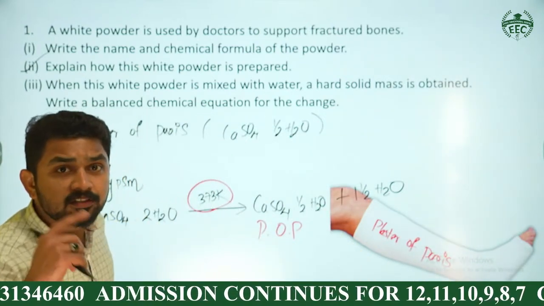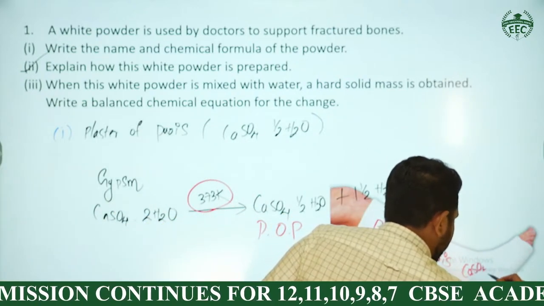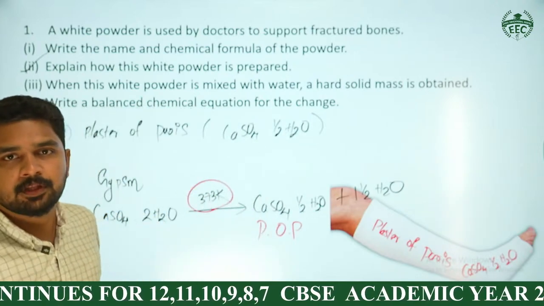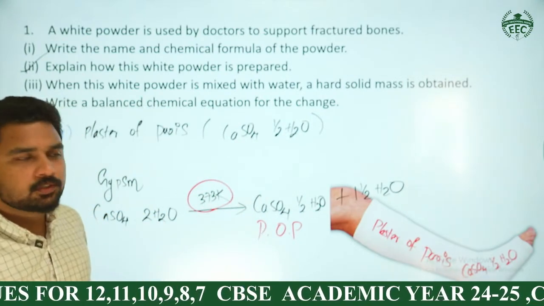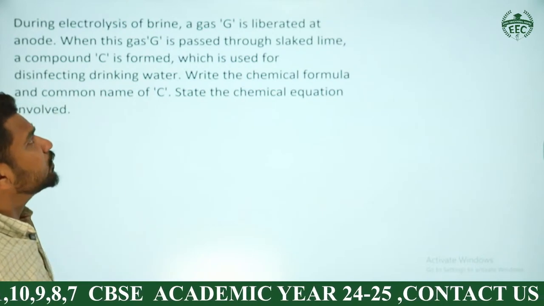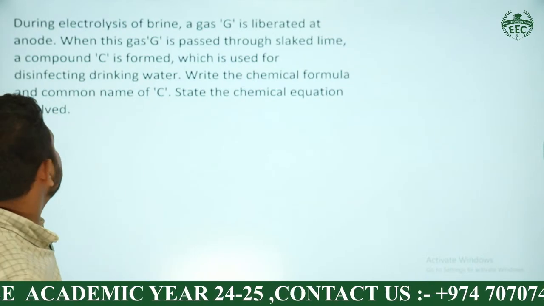Okay. And what is the formula of plaster of Paris? It is nothing but CaSO4.0.5H2O. That's it. Okay, so we finish. We can move on to the next question, which is: during electrolysis of brine, a gas G is liberated at the anode.